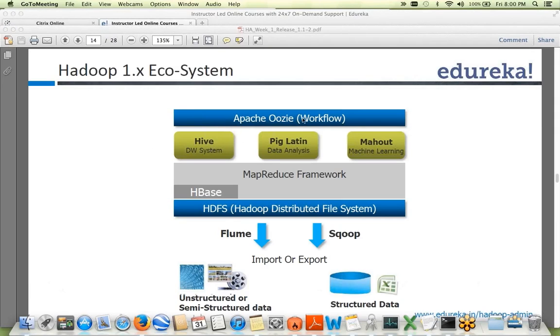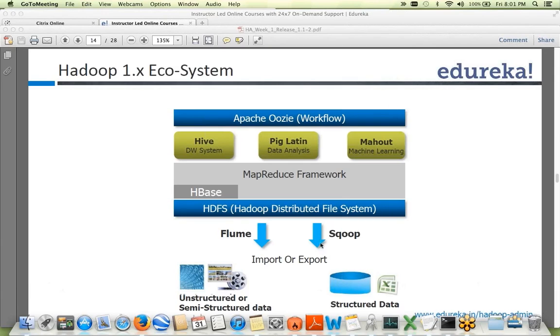And on top of that, there is Apache Oozie. So Oozie is a workflow scheduling engine, like a cron job, where you say run my job workflow every hour or every day based on conditions. So we'll look at Oozie in detail later on also. So this is the Hadoop system.